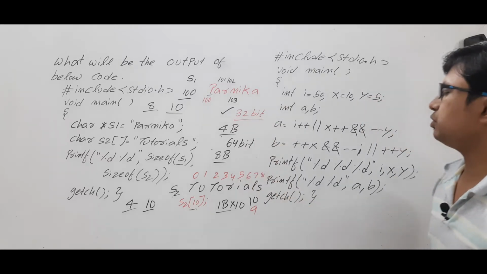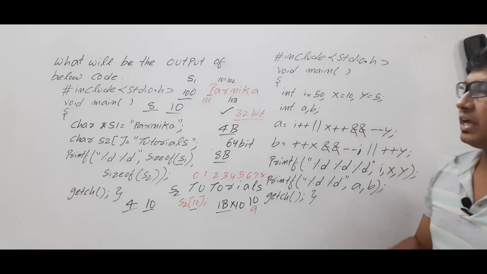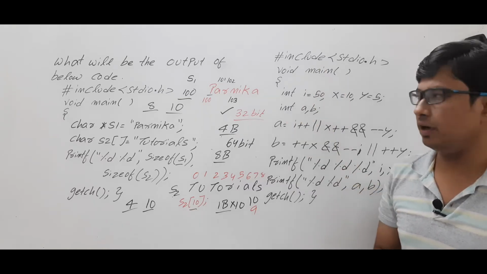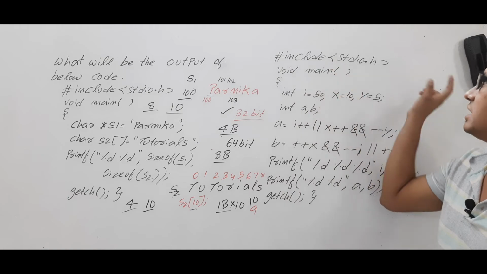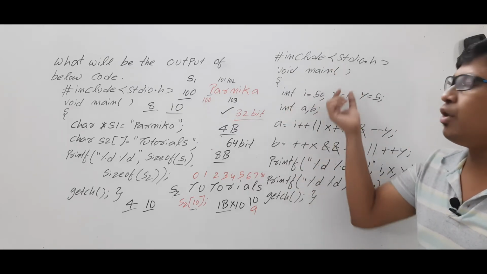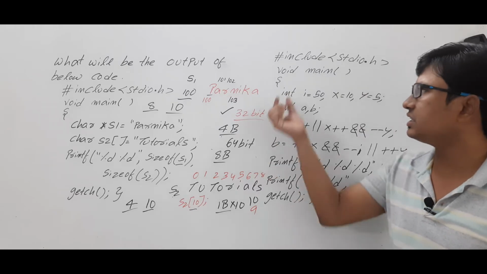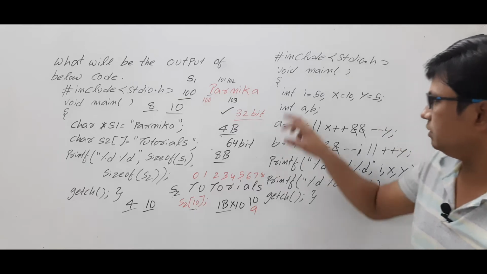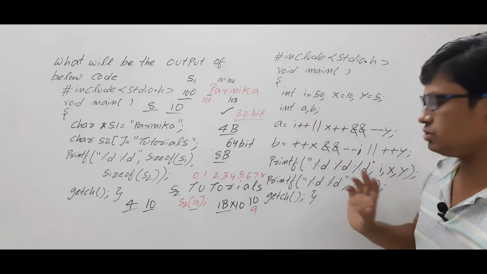Now let me discuss question number 2. Here they have given a C program and they are asking what will be the output of this program. Look at the program: hash include stdio.h, which is a standard input output header file. Void main is a predefined function, and void says that this function does not return any value. They have open curly braces and closed curly braces.